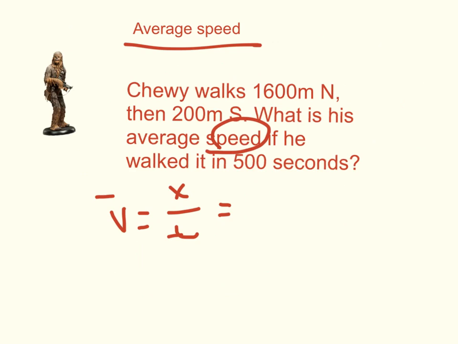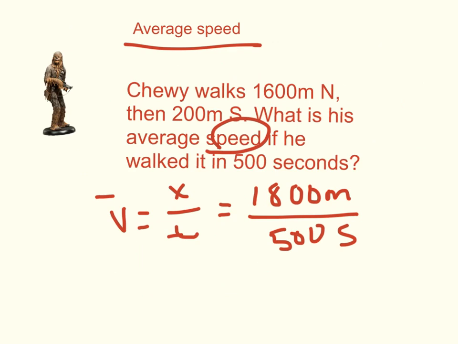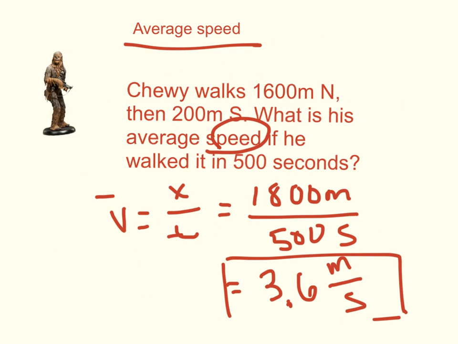Next, we're going to put in 1,800 meters divided by 500 seconds. Now, we do the math, we get 3.6. Now, look at your units. Meters divided by seconds. Nothing cancels out, so your units are meters per second. Then put a box around your answer. That's it.